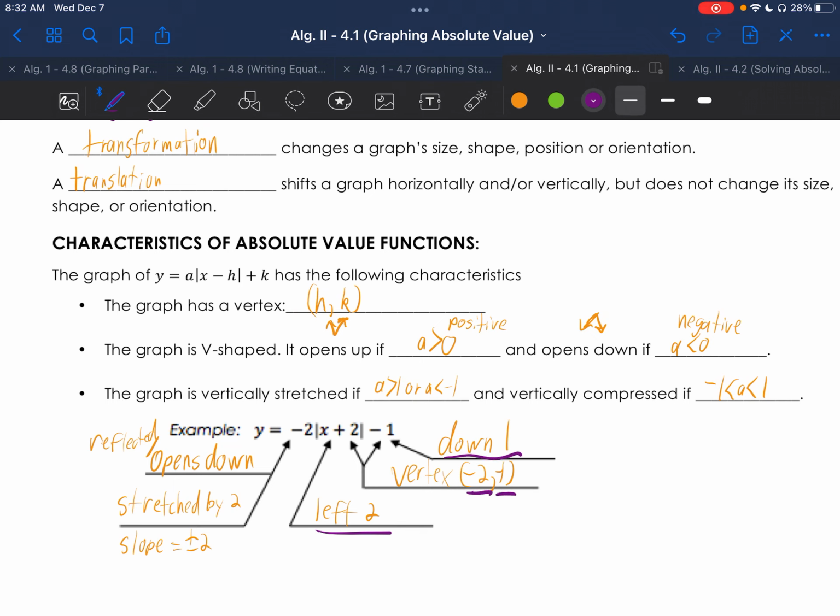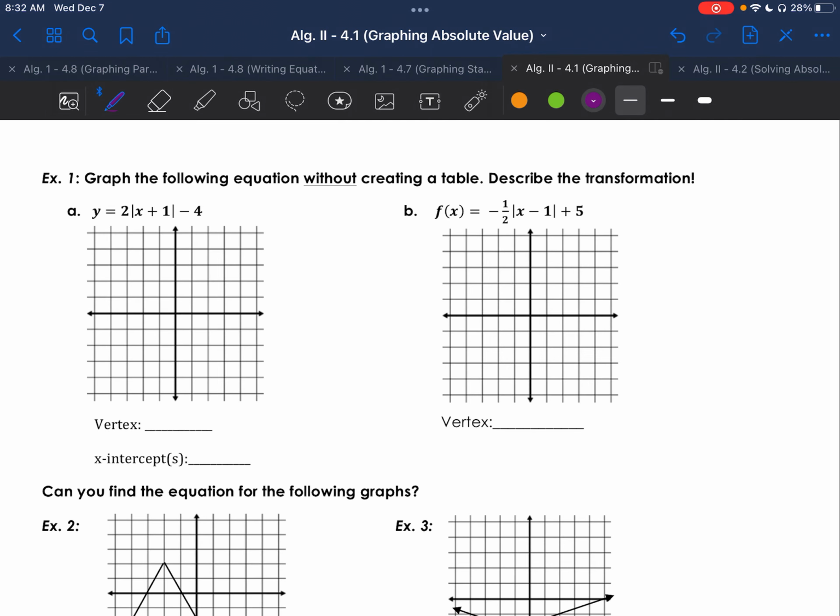So you notice the correlation that, hey, it went left 2, vertex is negative 2. It went down 1, vertex is negative 1. That correlation will always exist. The reason why that correlation always exists is because the vertex would typically be at 0, 0. And so whatever translations happen, move the vertex as well. So when every point's moved left 2, the vertex is moved left 2. When every point's moved down 1, the vertex is moved down 1.